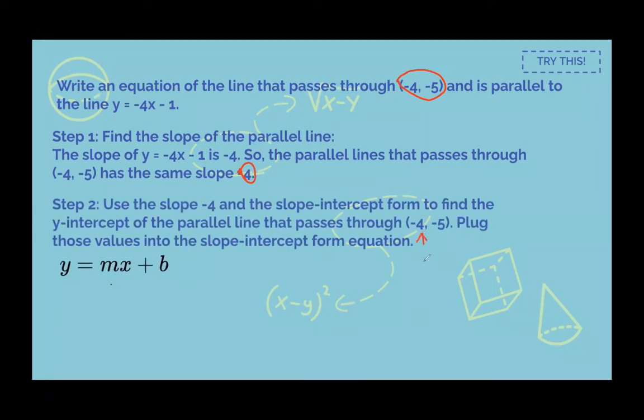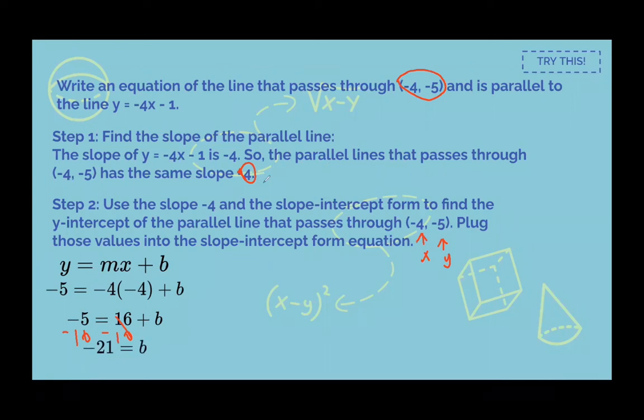So -4 is going to be your x, -5 is going to be your y. So you plug those values in and you have -5 equals -4 times -4 plus b. -4 times -4 simplifies to 16. And then you can isolate b by subtracting 16 from both sides. You're left with b equals -21.